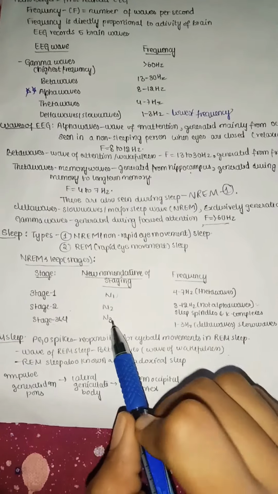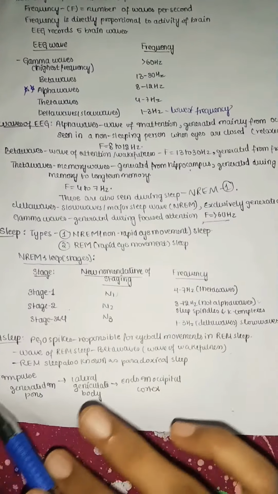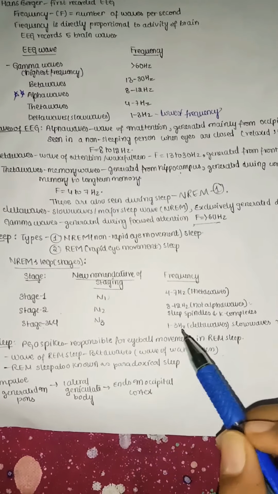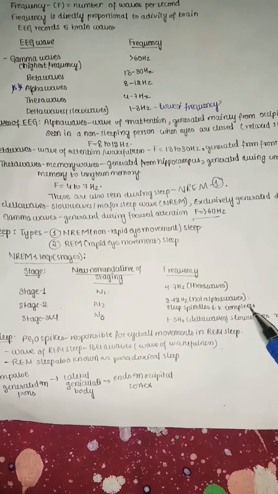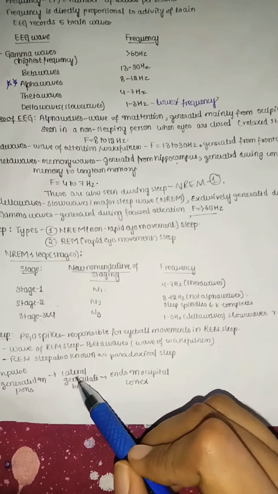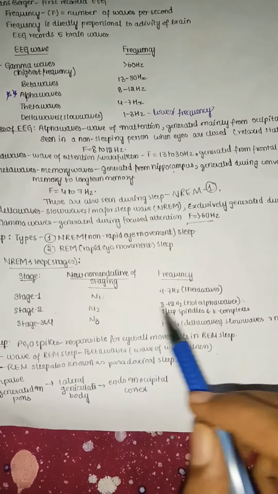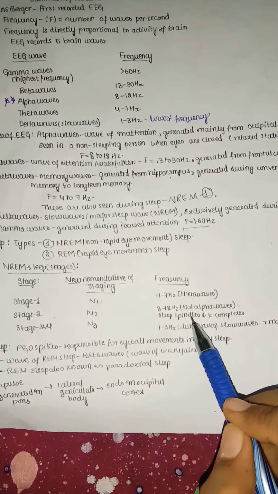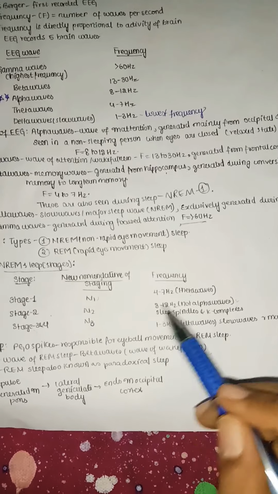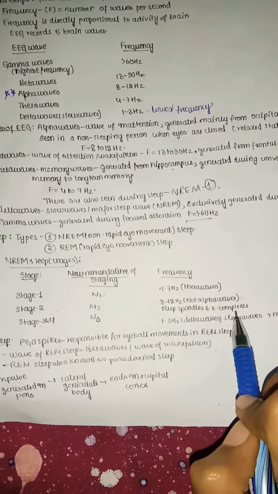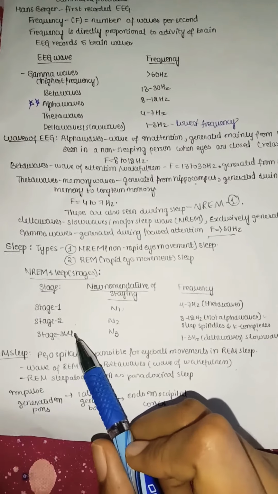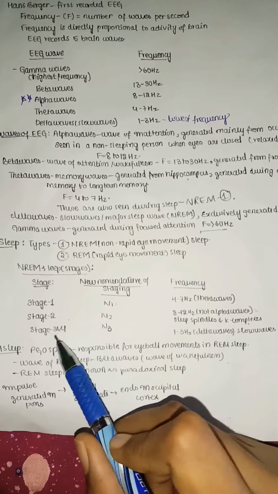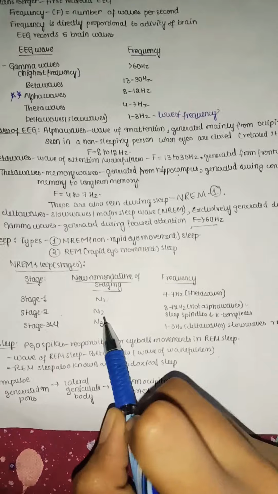But stage 2, N2, is like an alpha wave. The frequency is like alpha wave, but it is not an alpha wave. And here instead of alpha wave we'll see the sleep spindles and K complexes. Very important point. So stage 2, N2, is not an alpha wave, but here we can see the sleep spindles and K complexes.